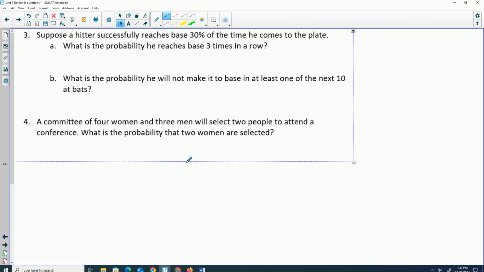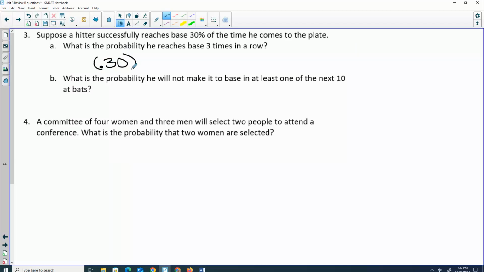Number 3. Suppose a hitter reaches base 30% of the time he comes to the plate. Part A. What's the probability he reaches base 3 times in a row? Does the probability change the second time if you made it the first time? No, I'm just saying straight 30% of the time we make it. So the first time, and the second time, and the third time we make it.